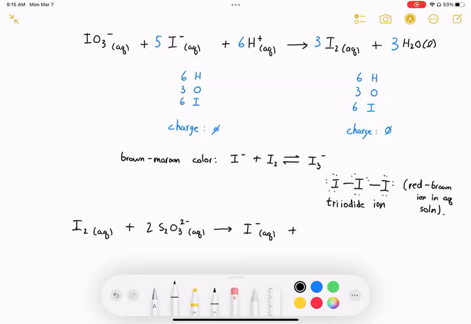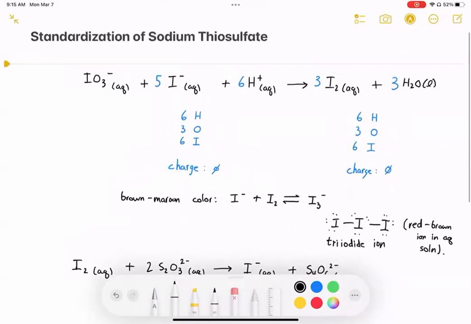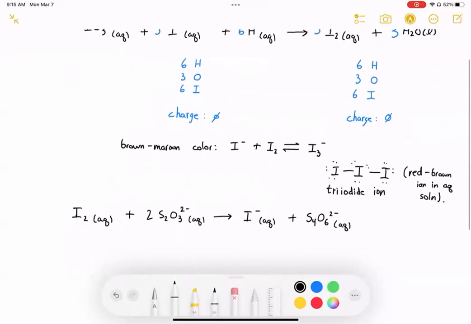Okay. So in this case here, we get S4O6 2 minus aqueous. Okay. All right, so let's balance this reaction.